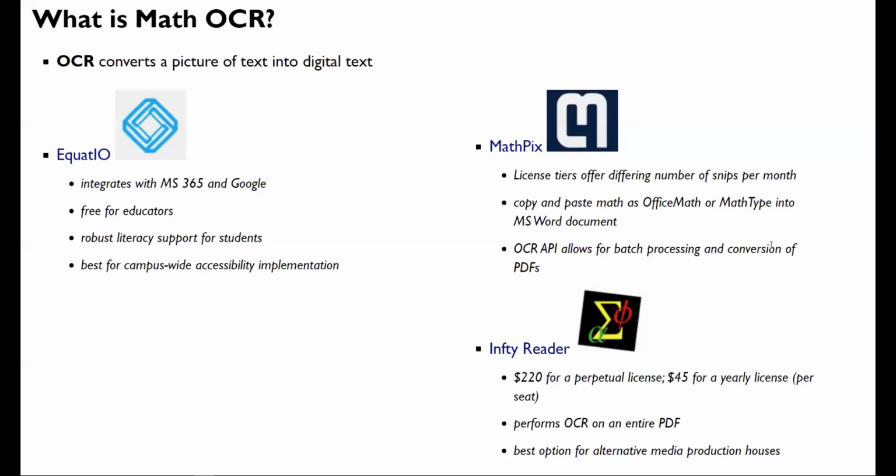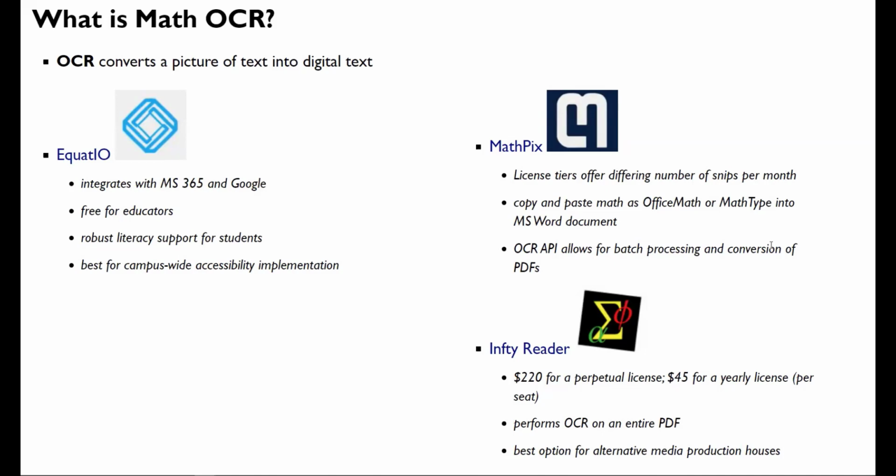One is called Equatio, which is a popular program that can integrate into Google and Microsoft 365. It's a great tool also for students to use for learning how to do math, because there are a lot of ways for them to input math, either by speech recognition or predictive typing. There's also a screenshot integration, so you can draw a picture on math, and I'll demonstrate that for you in a second.